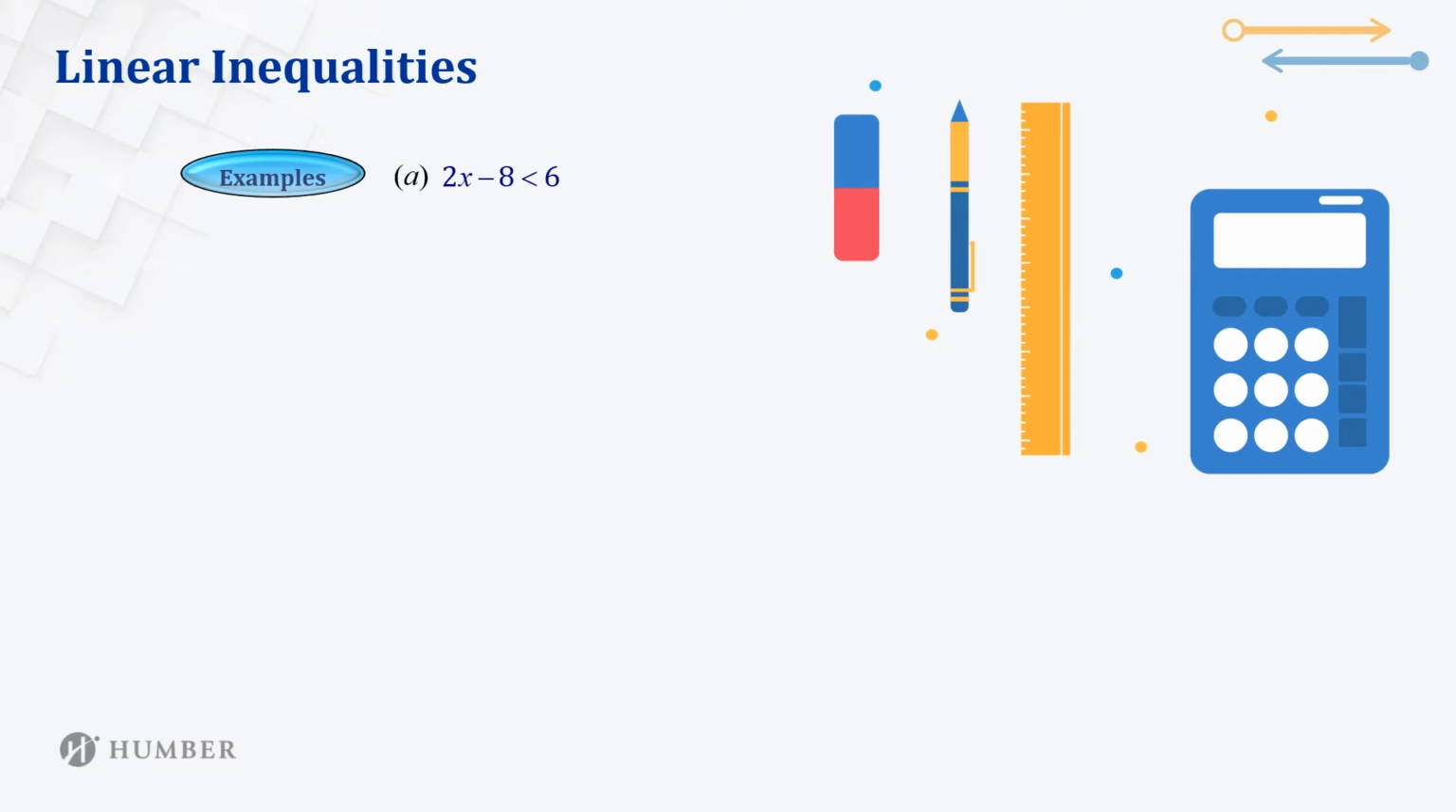Let's take a look at some examples for solving inequalities, starting with the simplest problem. Just like solving equations, we add 8 on both sides to cancel negative 8, and we are left with 2x less than 14. Now we divide both sides by 2 to isolate x on the left side, so that we have the final answer as shown, as well as the interval notation.